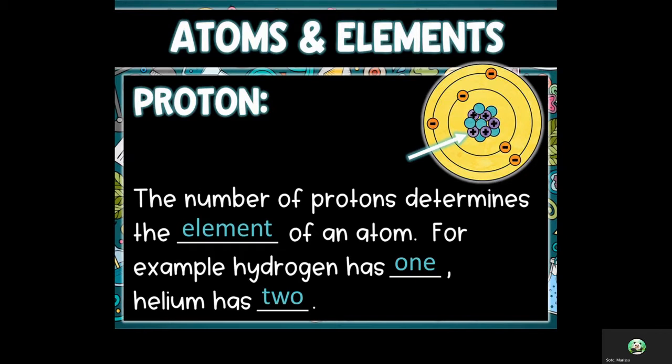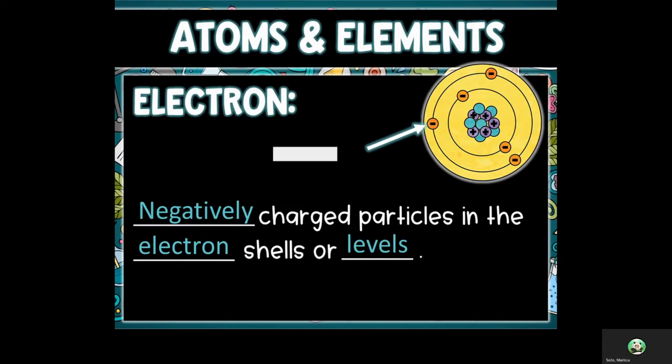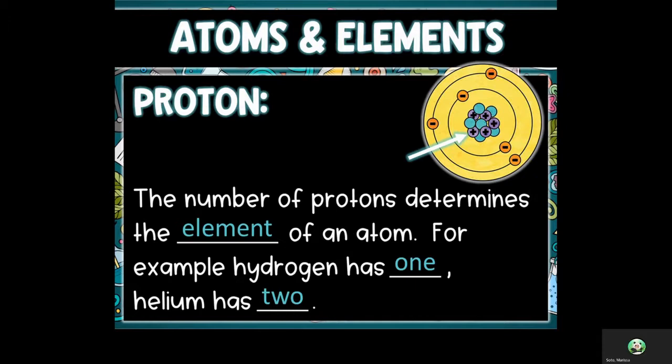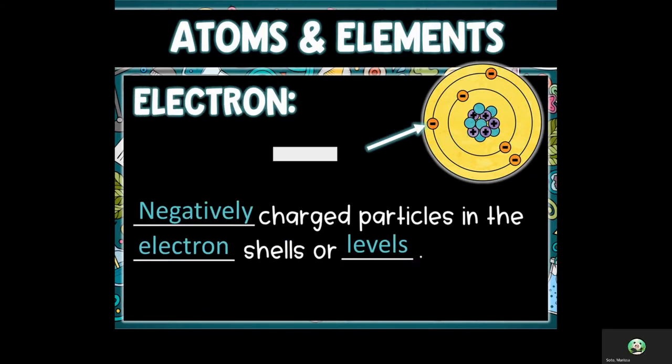So the next particle we'll talk about is the electron. Those are the ones with the minus signs on, because those are negatively charged particles. And they are found on what we call the electron shells, or the energy levels. So those rings that you see the negative particles roaming around, those are called electron shells, or energy levels, or orbits, or rings. There's many different words used to describe the same thing. It's just the energy level at which that electron is.